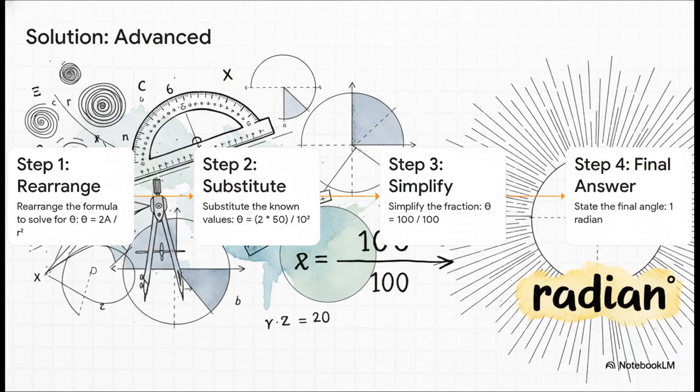Well, we start with a little algebra. We just need to rearrange our main formula to solve for theta. A little shuffling gives us theta equals 2 times the area divided by r squared. From here, it's easy. We just plug in the numbers.